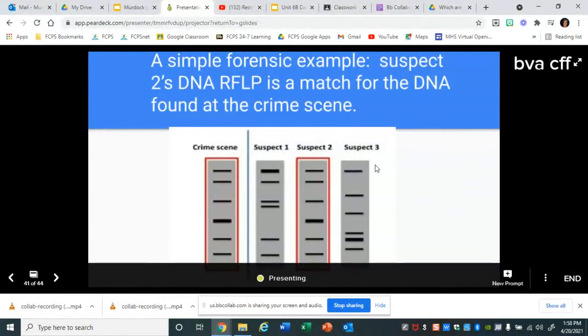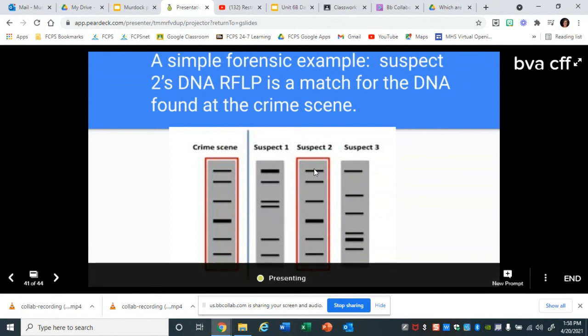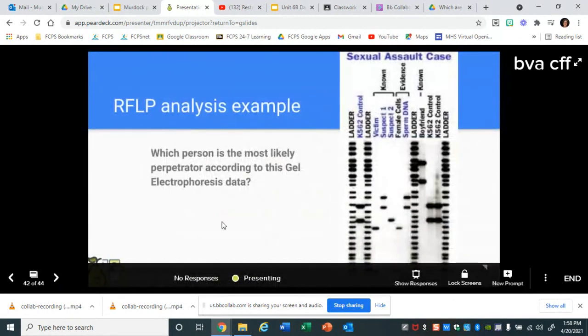Another good example, if they show an image of a crime scene DNA here, and then on the right, they ask you to tell which suspect you think was most likely at the crime scene, was most likely culpable. So what would you say with this one? It looks like suspect 2 is a perfect match for the crime scene. The banding pattern on the gel electrophoresis shows a very similar pattern.